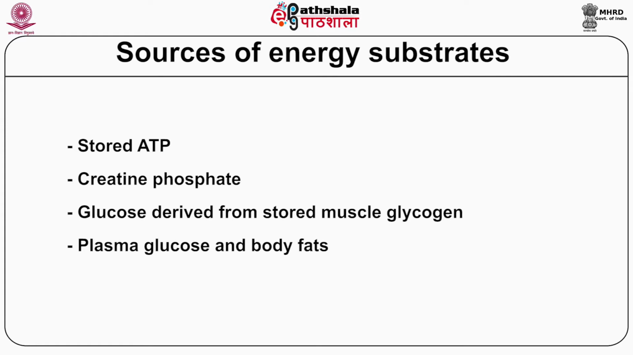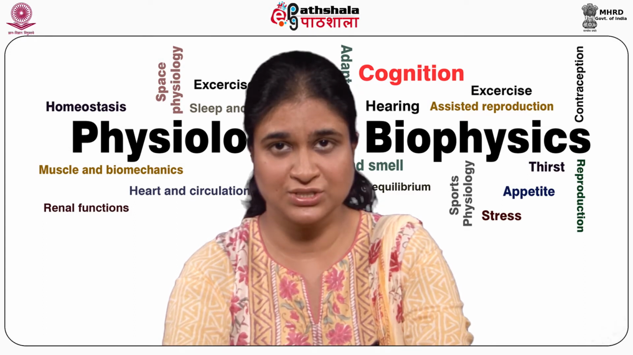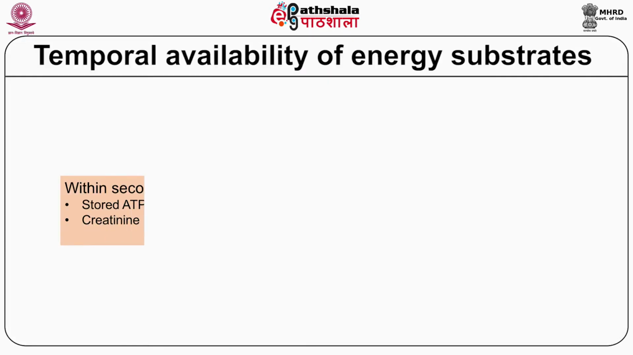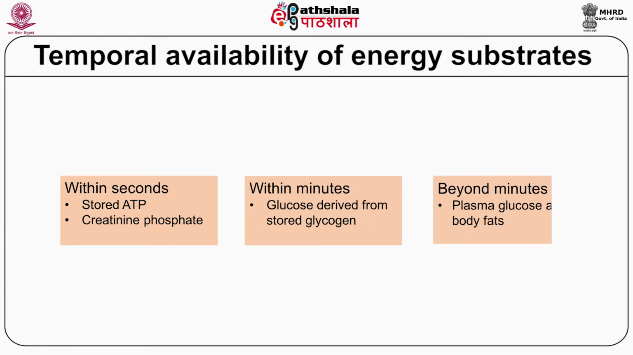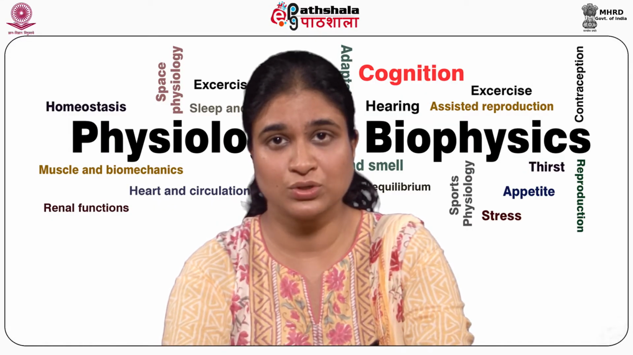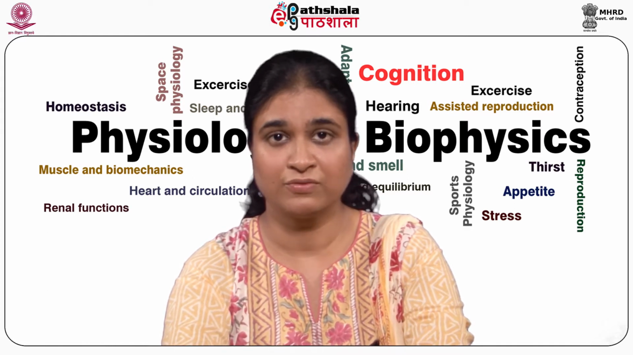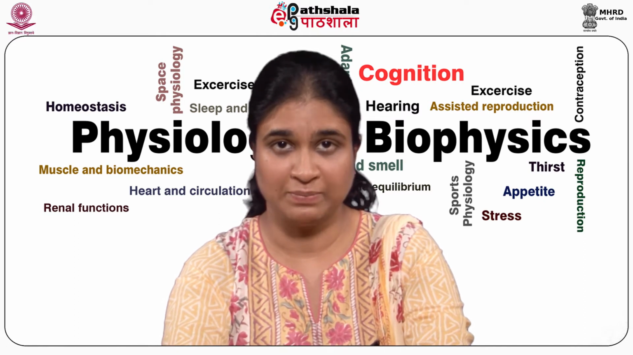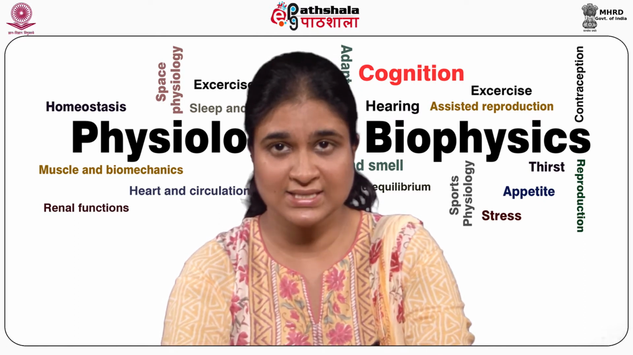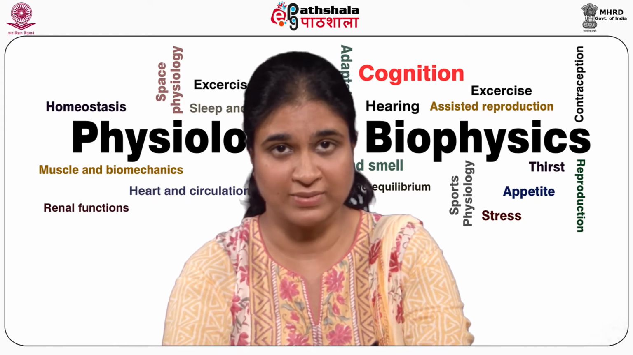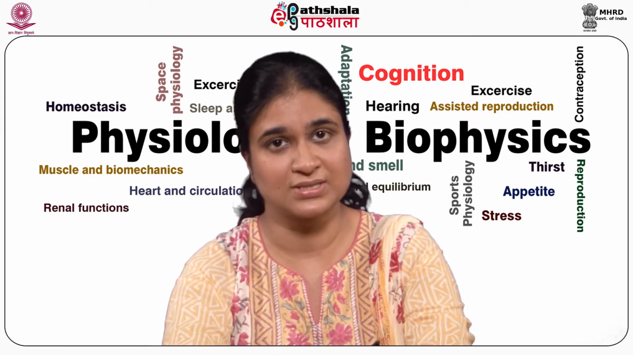body fats. If we look at the temporal availability of these substrates, stored ATP can meet the energy requirements for almost a second, while creatine phosphate can meet the energy requirements of a maximally contracting muscle for about 3 seconds. Stored muscle glycogen can provide glucose through glycogenolysis, which can meet the energy requirements of the muscle for up to minutes, while plasma glucose and body fats can sustain the contractile activity of muscle beyond a couple of minutes.